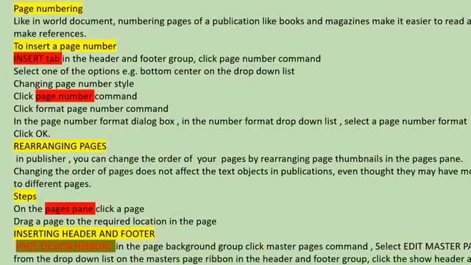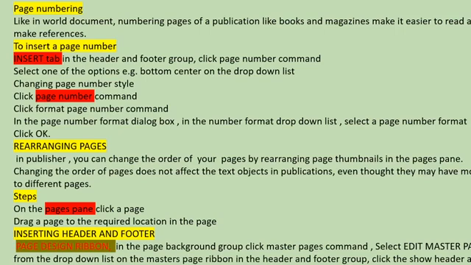Then we can also talk of page numbering, like in a Word document. Numbering pages of a publication like books, magazines make it easier to read and make references. To insert page number, you go to Insert tab in the header and footer group, click Page Number command, select one of the options, e.g. bottom center on the drop-down list.